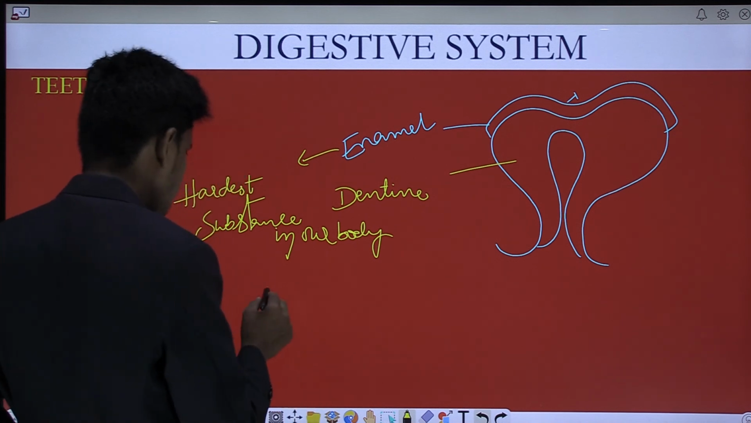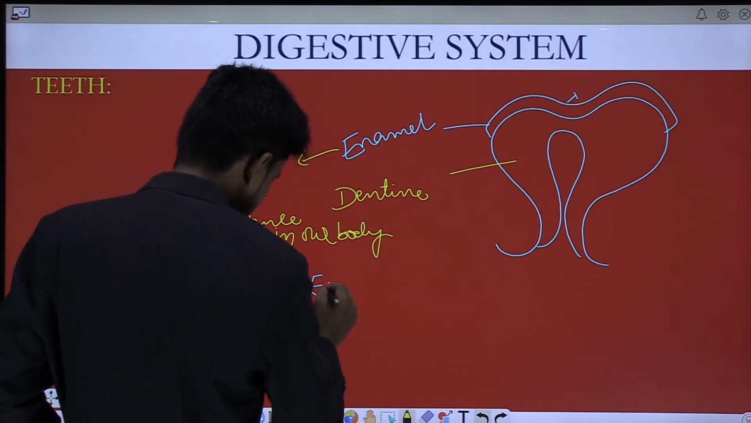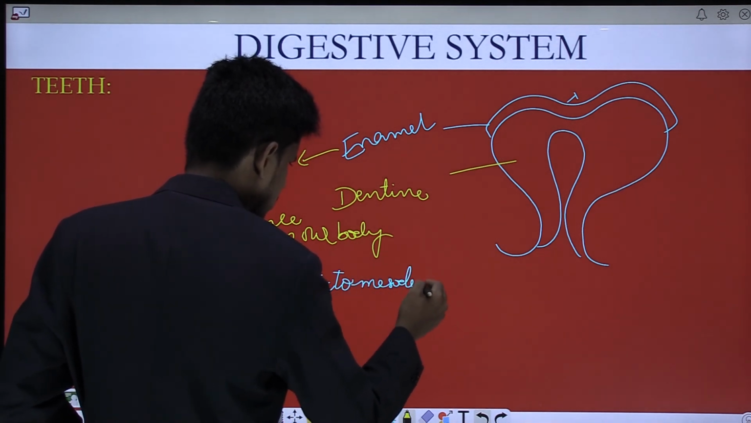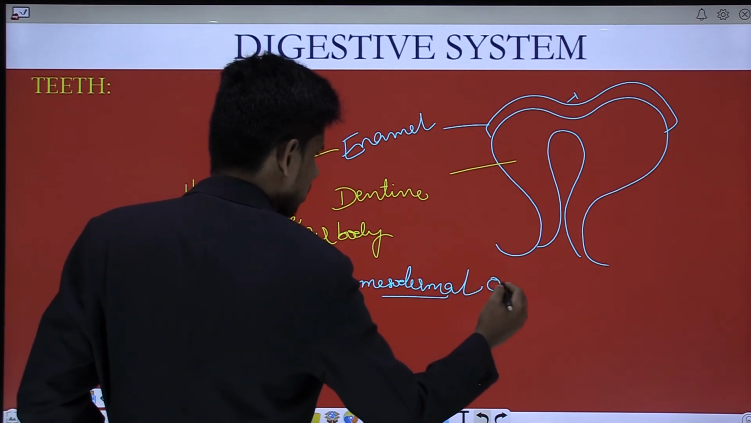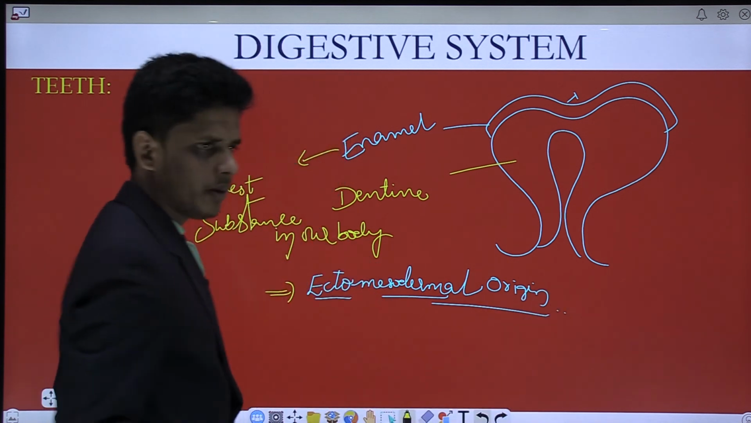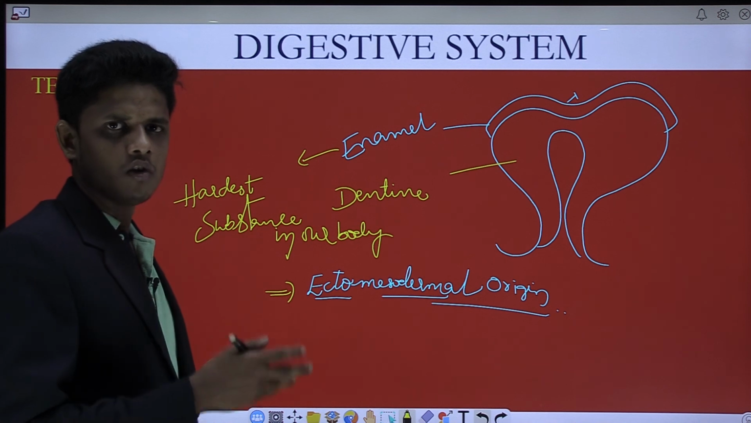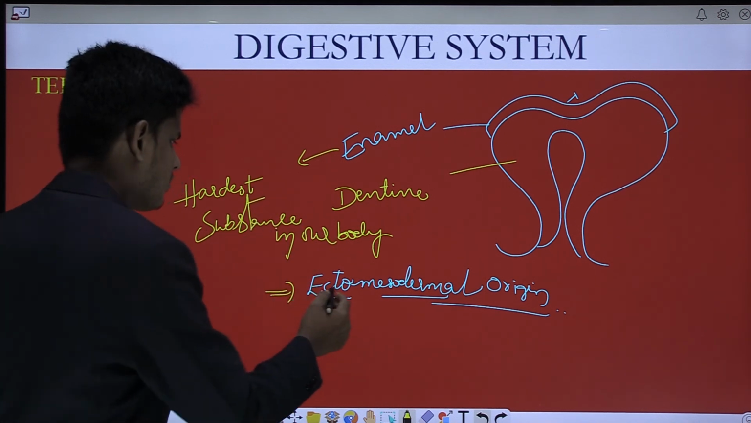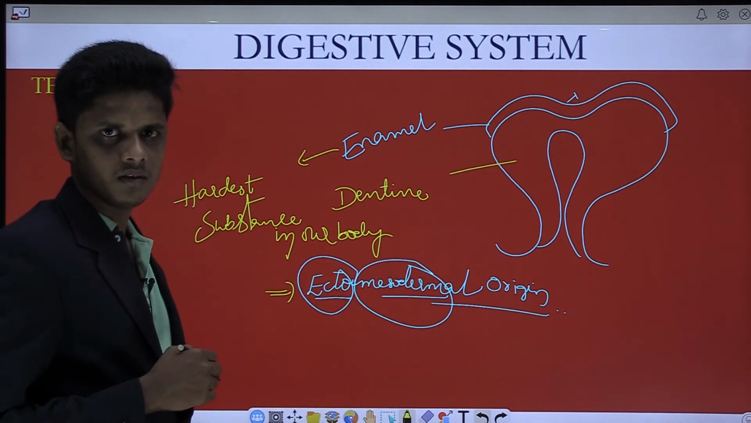And this particular tooth is of ecto and mesodermal origin. What is that? Ecto and mesodermal origin. During the development of an embryo, these membranes are seen: ectoderm, endoderm, and mesoderm. So the tooth is formed with the help of ectoderm and mesoderm. So it is called ectomesodermal in origin.